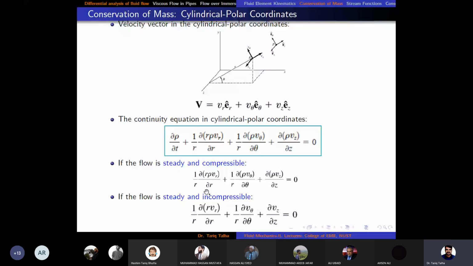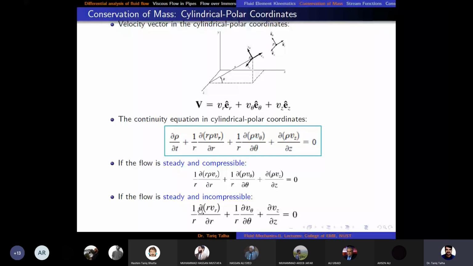So we can also use cylindrical polar coordinates. The basic applications of cylindrical polar coordinates are flow through pipes or flow over spheres and things like that, three-dimensional bodies. In that case, we need to use another coordinate system like cylindrical polar coordinates. For that case, the flow equation can be derived on the same principle as we did for the Cartesian coordinates.